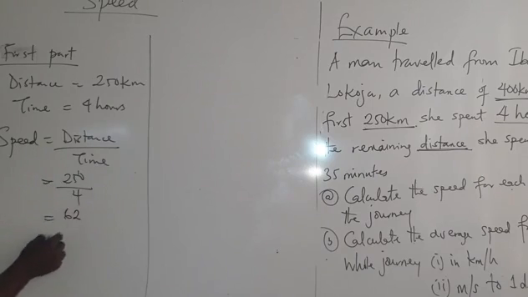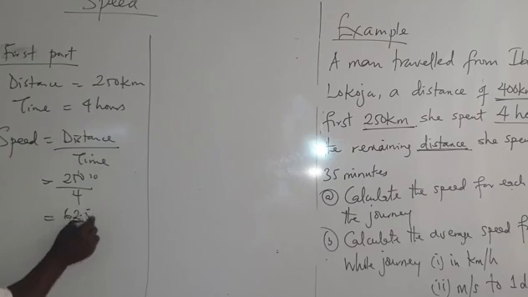4 in 25, that is 6, remainder 1. Then 4 in 10, that is 2, remainder 2. 4 in 20, that is 5. So this is 62.5 kilometers per what? Per hour. That's the first part.